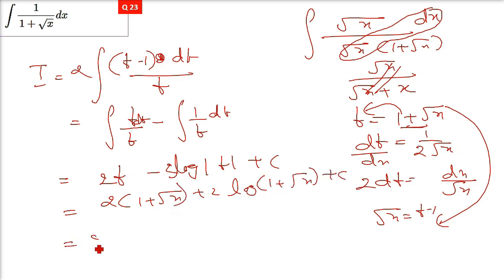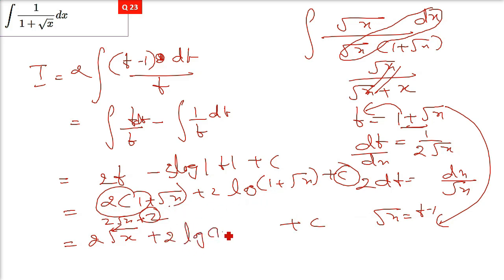Now if this is the answer, no. It will be 2 root x, because 2 into 1 plus root x is 2 root x plus 2. Now 2 root x you can keep, but this 2 will go along with the constant of integration in order to form another constant. So 2 root x only remains from the first term. The second term will be as it is, 2 of log 1 plus root x.